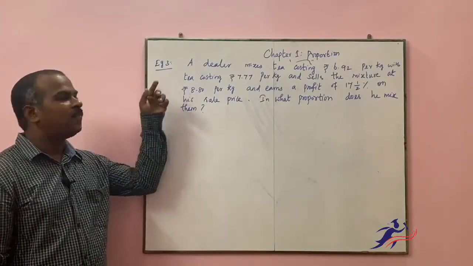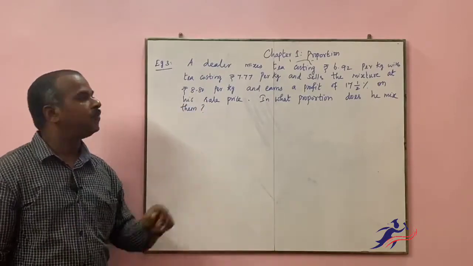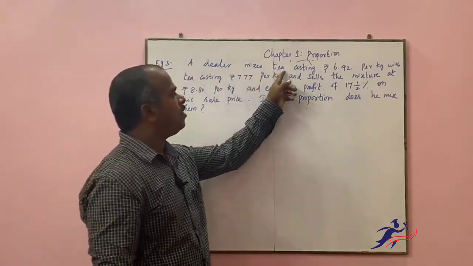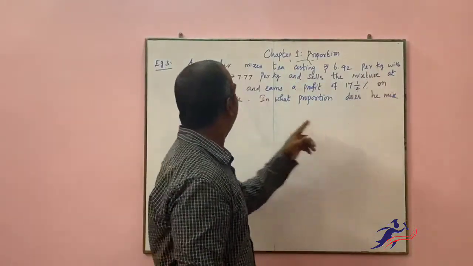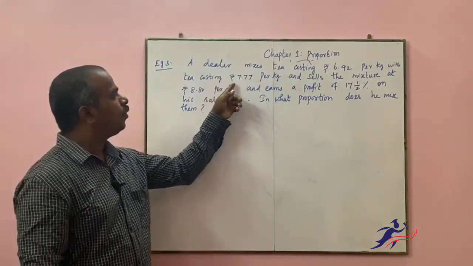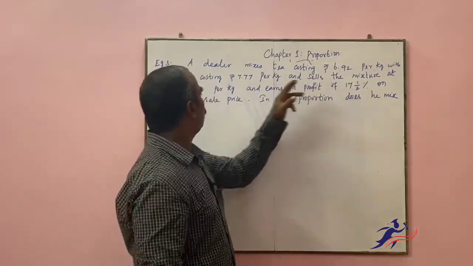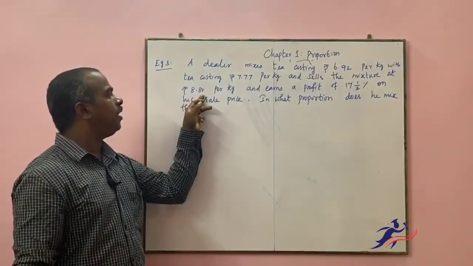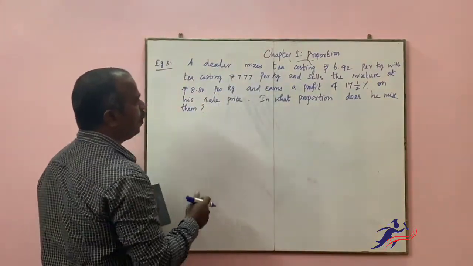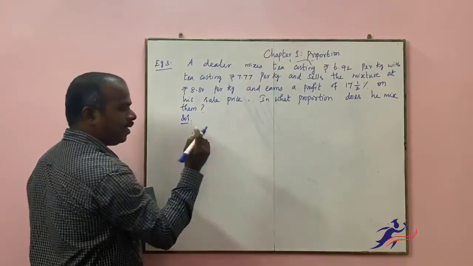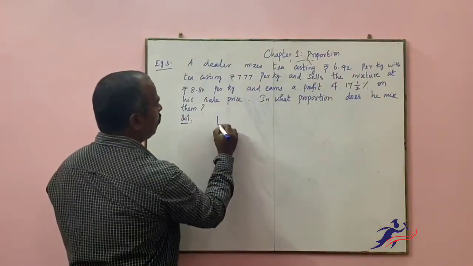Example number 3. First you read the question carefully. You must understand the question. A dealer mixes tea costing rupees 6.92 per kg with tea costing rupees 7.77 per kg and sells the mixture at rupees 8.80 per kg. So from these 3 lines, you must understand what is given. There are 2 types of teas. For example, first one, T1.